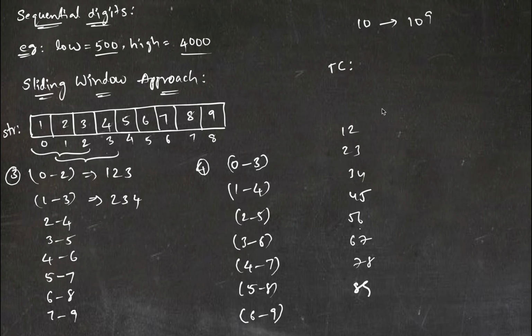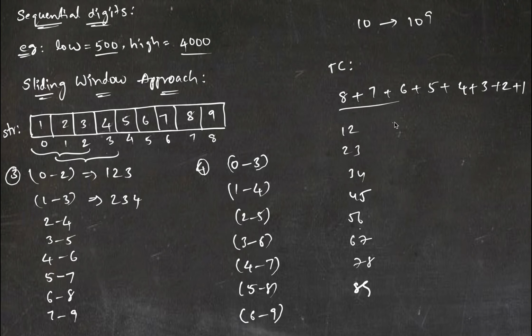1 2, 2 3, 3 4, 4 5, 5 6, 6 7, 7 8 and 8 9. So we have 8 such numbers. Then of length 3 it'll be 1 reduced, like 7. Then of length 4 it is 6. Like that we'll have 5, 4, 3, 2 plus 1. So of length 9 there'll be only one such number.